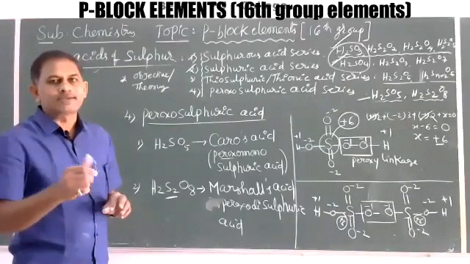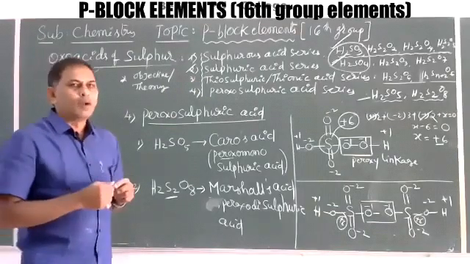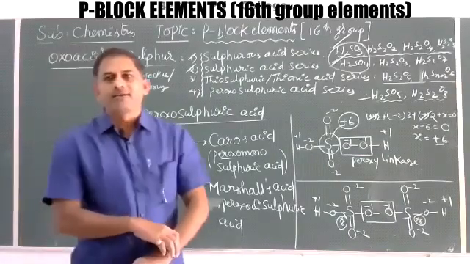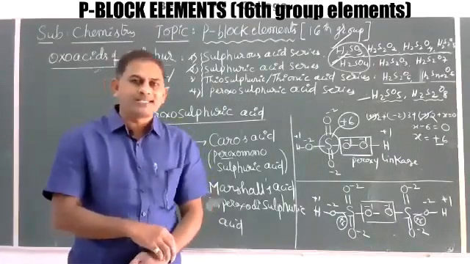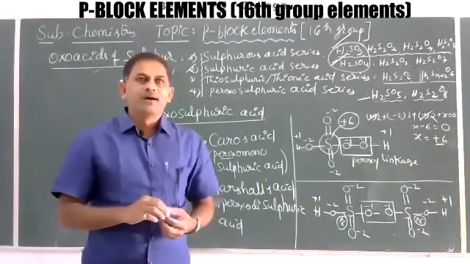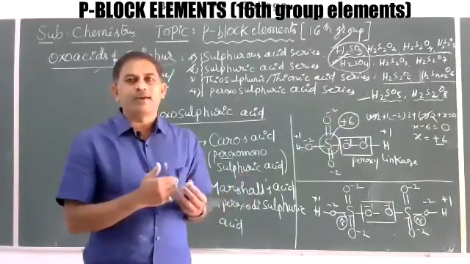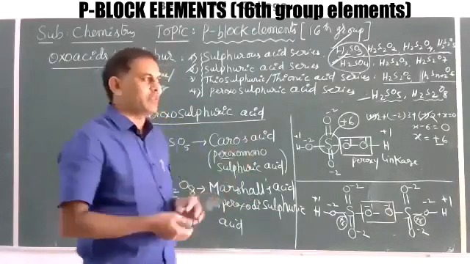Clear? Oxoacids of sulfur. Finally, one of the most important oxoacids of sulfur, that is sulfuric acid. The sulfuric acid structure is very, very important. Its preparation method, structure, uses and chemical properties. Okay, I'll explain that.